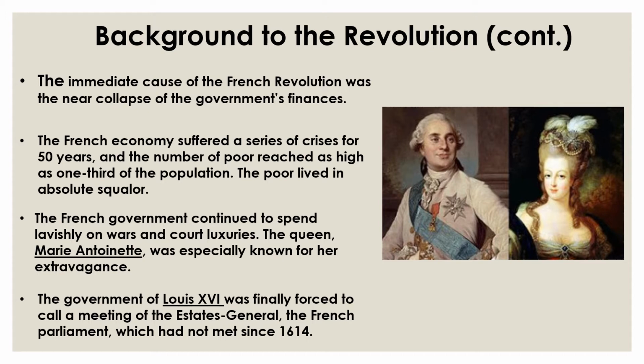And this Estates General had not met since 1614. This is an embarrassment to Louis XVI to have to call upon the Estates General for advice on how to resolve the fiscal crisis, because an absolute monarch is not supposed to have to ask anyone's help for anything. Obviously, he was not as absolute as he hoped he could be. Now, one of the things that leads to the financial crisis of France is all those wars that they had fought earlier on in the century, including the Seven Years' War and, of course, bankrolling the American Revolution.